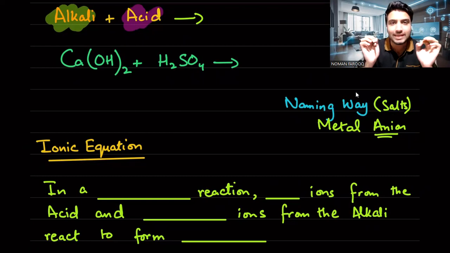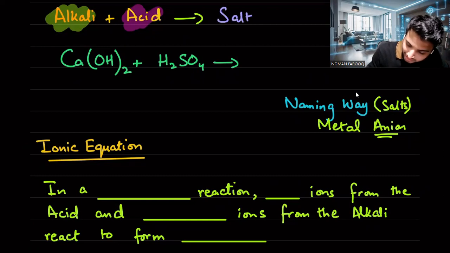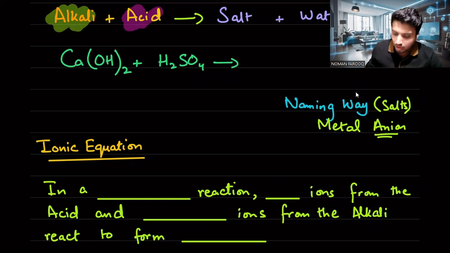So whenever any alkali reacts with an acid, we always get salt and water. We always get salt and water. All right. So how do we construct the salt from the equation?